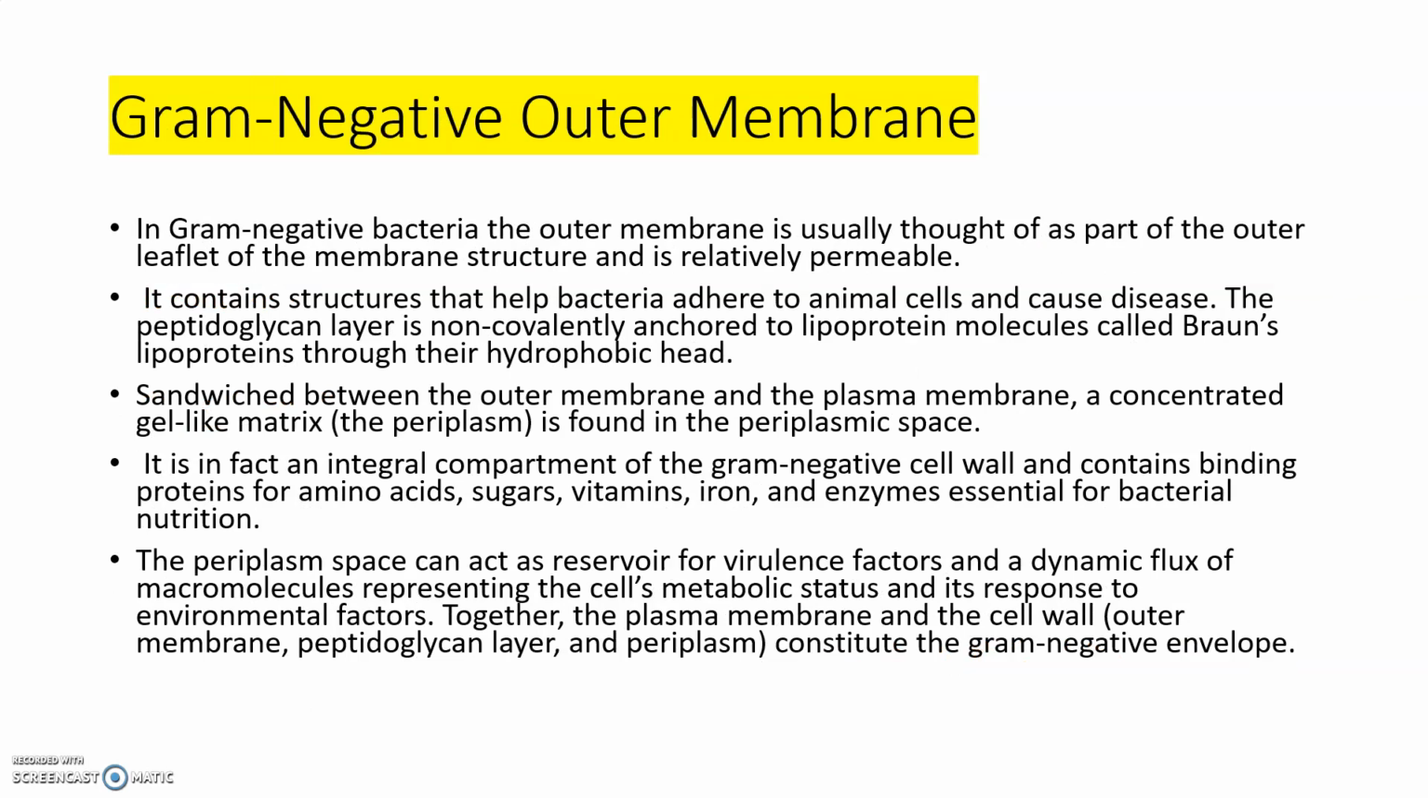In the gram-negative bacteria, the outer membrane is usually thought of as part of the outer leaflet of the membrane structure, and it is relatively permeable. It contains structures that help the bacteria to adhere to animal cells and cause disease. And the peptidoglycan layer is non-covalently anchored to a lipoprotein molecule called Braun's lipoprotein through its hydrophobic head. So these are non-covalently anchored to the outer membrane, what? The peptidoglycan layer, and it is through the Braun's lipoprotein.